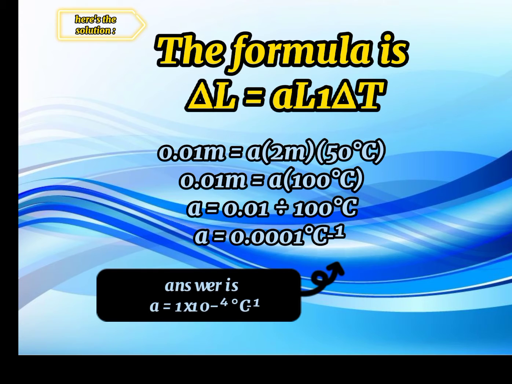To simplify it, the answer is the coefficient of linear expansion is equal to 10 raised to the power of negative 4 degrees Celsius to the power of negative 1.